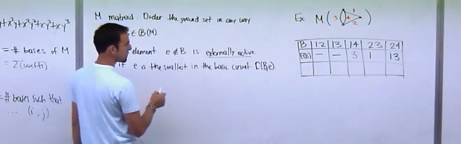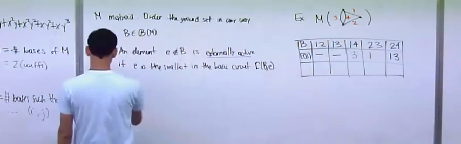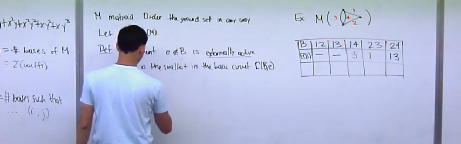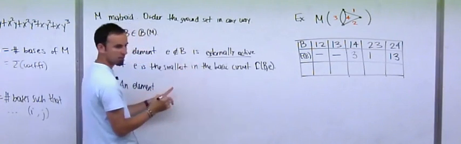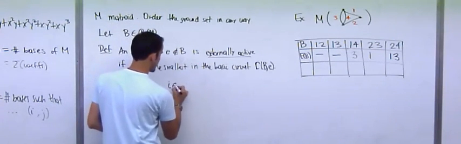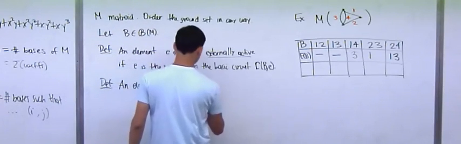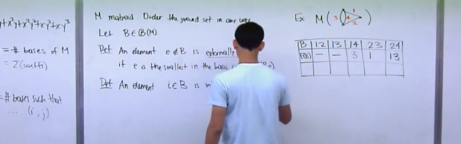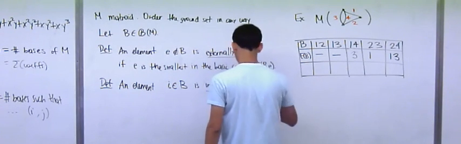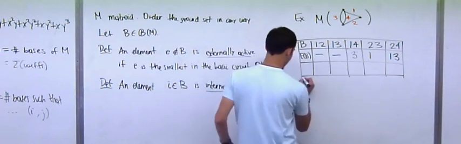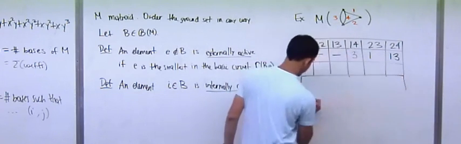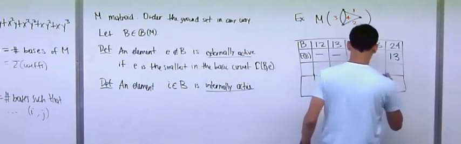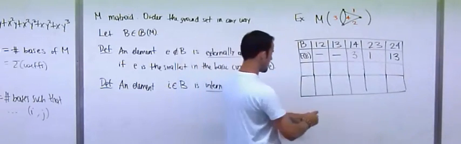And you saw that I left an opening here, because I'm going to define another thing. Now I'm going to define something called internally active. So I'm going to say an element inside the basis is internally active. What is this going to mean? Well, I wanted an extra spot here. And I also want to draw the dual.